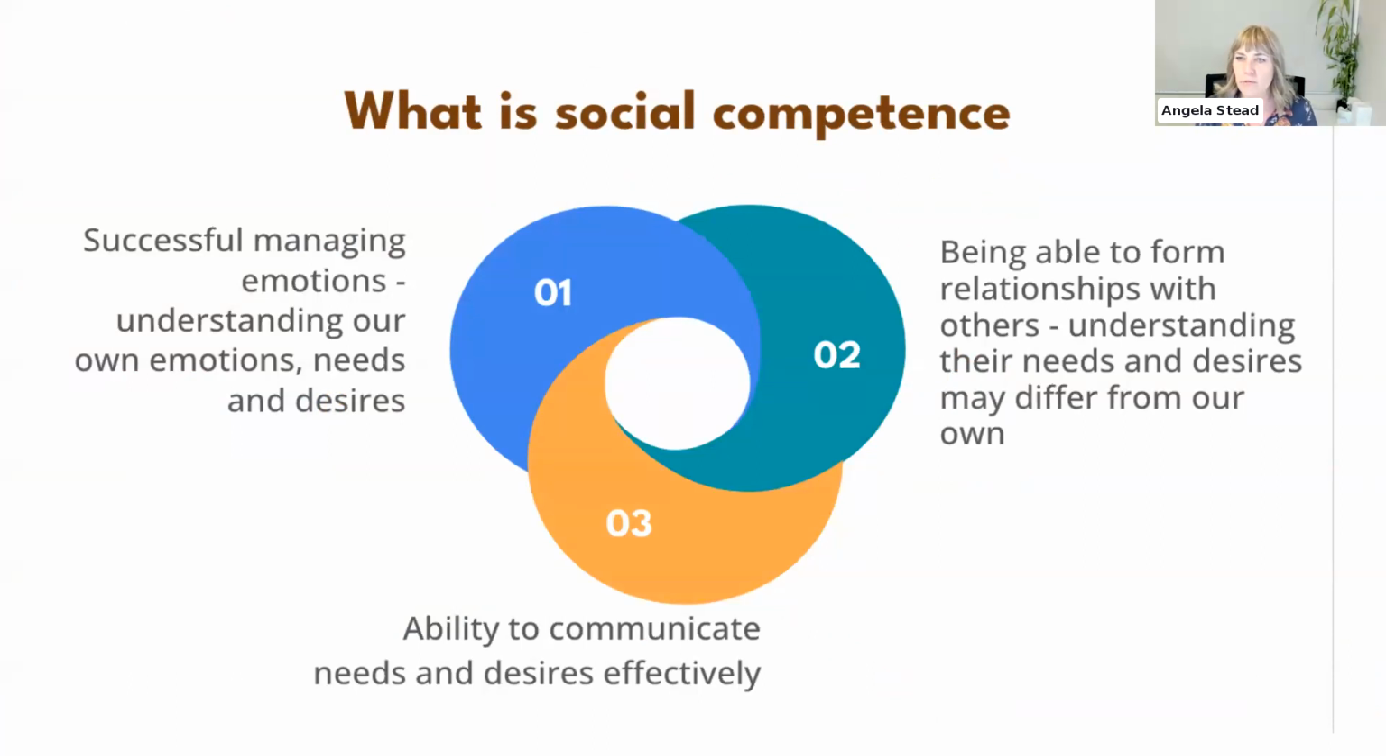Also, being able to form relationships with other people, to understand that other people might have needs and desires that might differ from our own. And that can be huge to navigate, particularly for children. And of course, also the ability to communicate our needs and desires effectively. There's a huge skill in that because we need the language, we need the understanding, we need a good vocabulary.